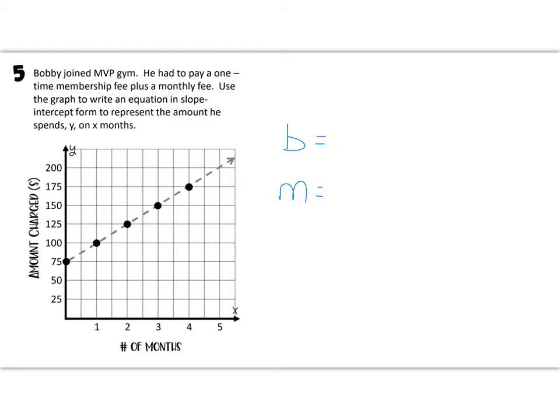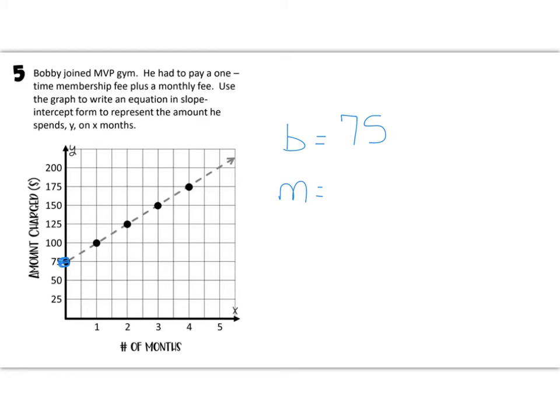Okay, so b is easy. We look on the y-axis, and where is our y-intercept? It's at 75. So b is 75. He paid $75 to join this gym. Now we need to find the slope. What is he paying every month?